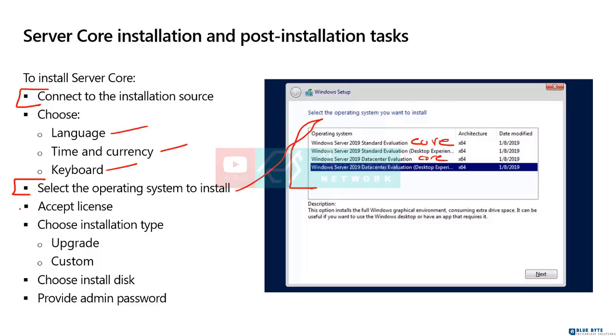Once we've done that, we will simply accept the license agreement. We will choose Upgrade, which would be an in-place upgrade, or you're going to choose Custom if you want a clean install. In this course, we're always going to do a custom to have a clean install. Then you'll just choose the disk that you want to install on. After a reboot, it's going to ask you for the password for the local administrator account, and your install is done.